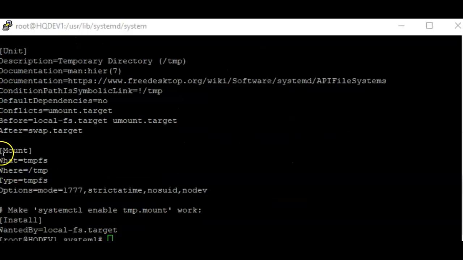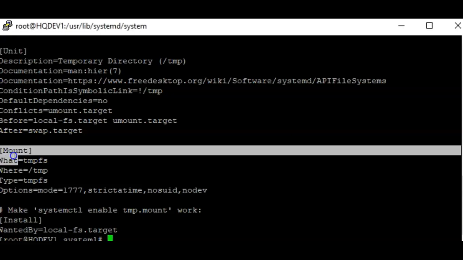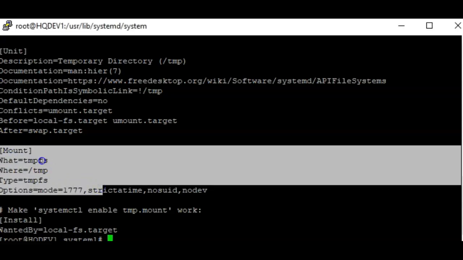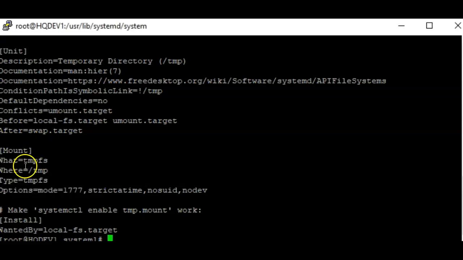So you can see that this script is responsible for mounting the tmpfs file system on the /tmp mount point. You can see What=tmpfs, Where=/tmp, Type=tmpfs. So this is how systemd uses the unit files for its management.